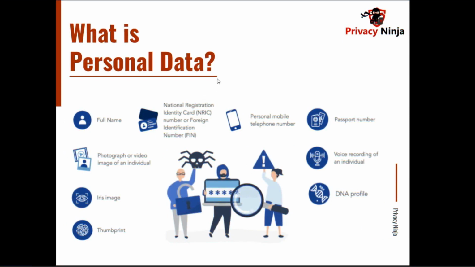So let's take a look at what exactly is personal data. Personal data is any information that, when provided, would be able to accurately identify an individual. This can be someone's full name, his NRIC or FIN number, personal mobile telephone number, or passport number. This can also be his photograph or video image and voice recording. Biometric identifiers like iris image, DNA profile, and thumbprint. Even though these are not common, it's very straightforward that this would help someone accurately identify someone. Of course, we also have someone's email address and residential address. Any of this information, in part or when put together, if there's a data breach or accidental disclosure, would fall under PDPA.